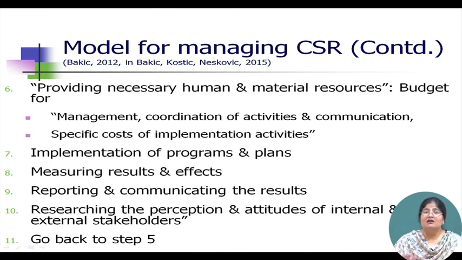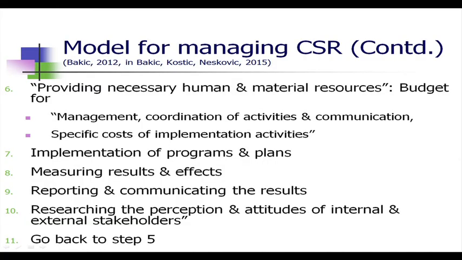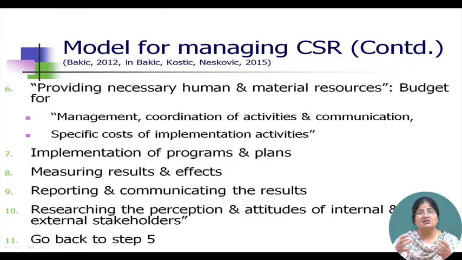So you budget for management, coordination of activities and communication: communication to the community, communication to the beneficiaries about what you're doing, communication to your staff. You have people who can take care of these things, who can coordinate these things. Then you also budget for specific costs of implementation activities. You have 2 types of costs here. One is the management and coordination of activities and the communication. The second is the specific costs of implementation activities. So while implementing, how much cost do you incur?